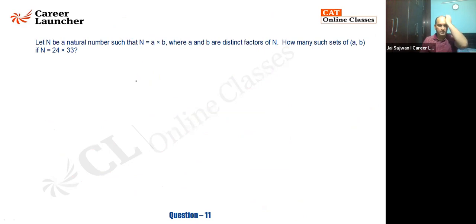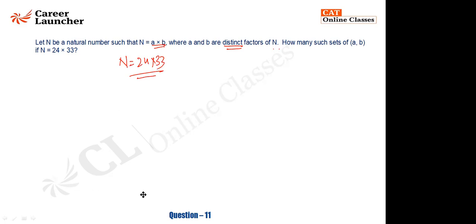Okay, now let's come to the next question. N is the natural number such that n is equal to a into b, where a and b are distinct factors of n. अलग-अलग factors है यार, उनके distinct, they cannot be same. How many such sets of a and b are there? Where n is 2^4 into 3^3. We just did these types of questions earlier. So come on, give me the answer.